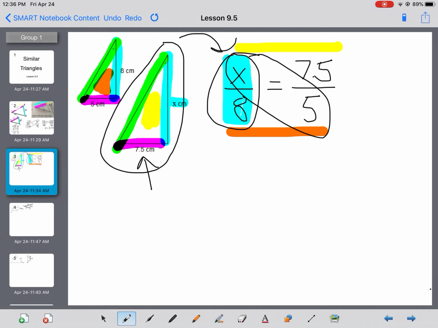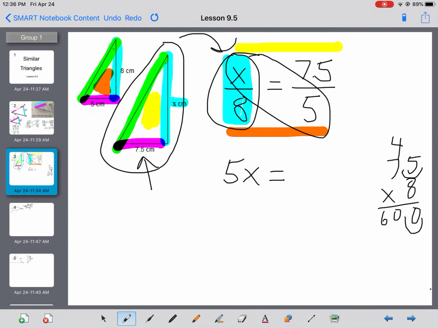So I do x times 5, which gives me 5x, equals 7.5 times 8. If I want, I can do 7.5 times 8 on the side. Remember, when you're multiplying with decimals, you ignore the decimal for now. And then I get 600. But because I moved it out to ignore it, I move it back in. So I get 5x equals 60.